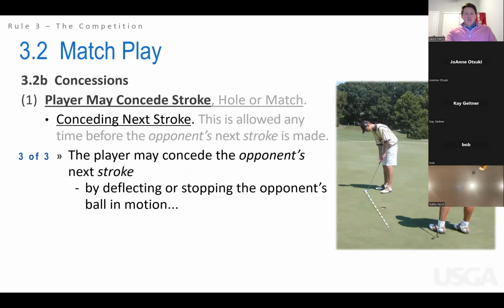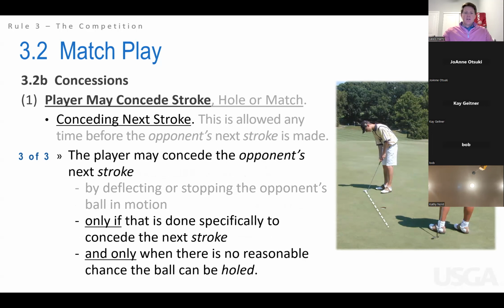And we can concede the next stroke by deflecting or stopping that opponent's ball in motion. We already saw this in a previous slide. Only if we're doing it to specifically concede the next stroke and when there's no reasonable chance that that ball can be holed.